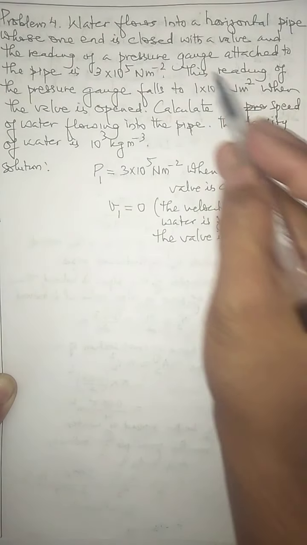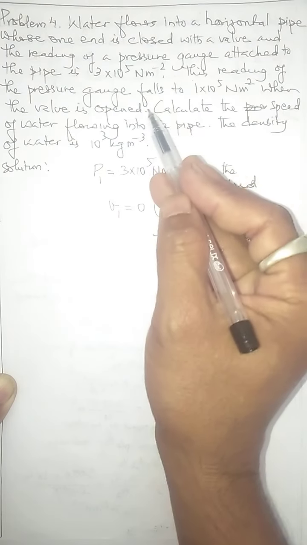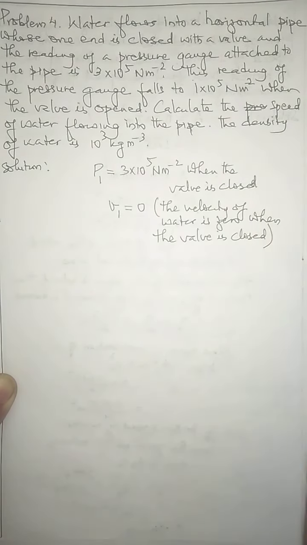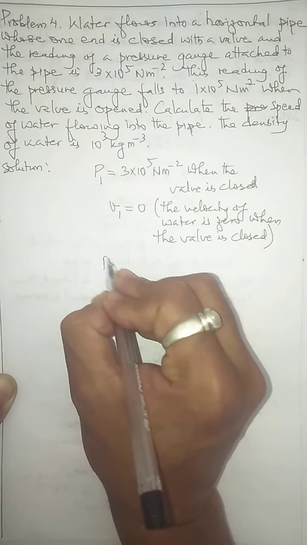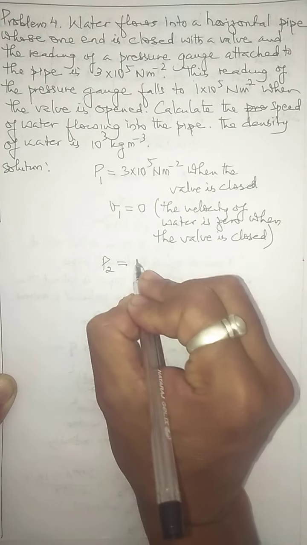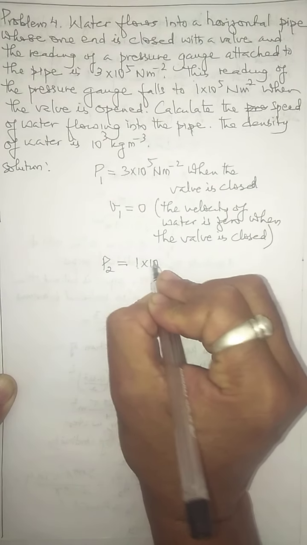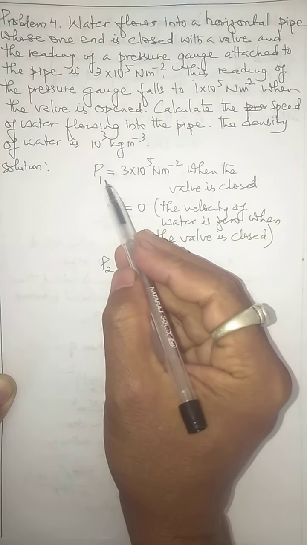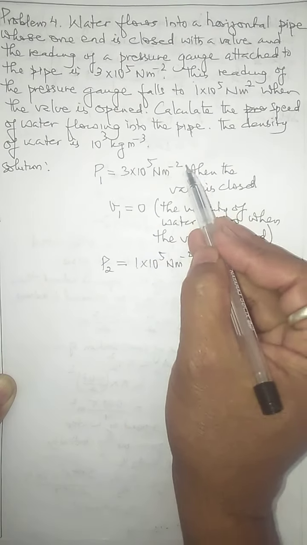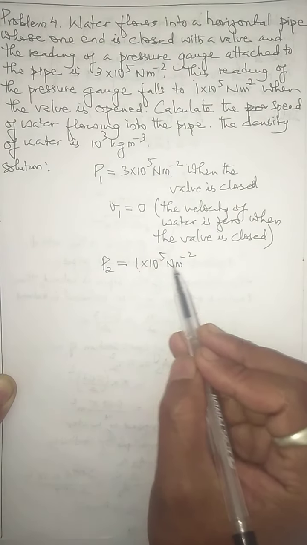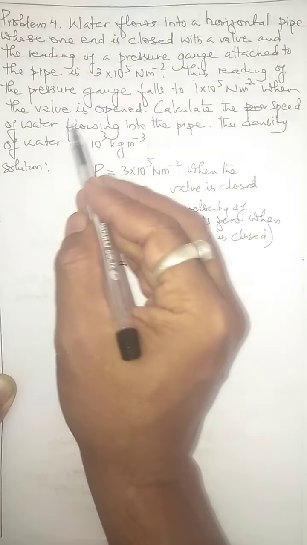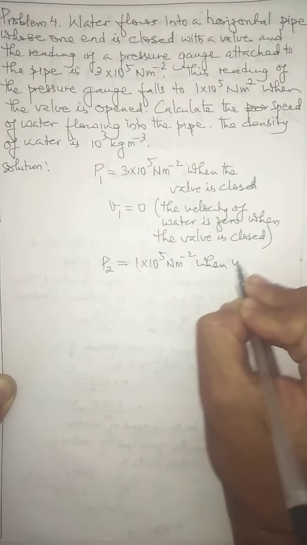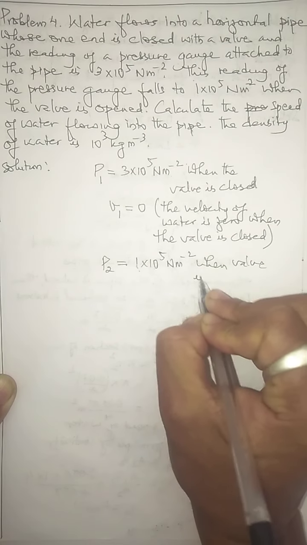Now the question says that the reading of the pressure gauge now falls to 1 into 10 power 5 Newton per meter square. So from this pressure it will fall to the new pressure, that is P2. That pressure is 1 into 10 power 5 Newton per meter square. This pressure falls from 3 into 10 power 5 to 1 into 10 power 5 Newton per meter square when the valve is open. So this is the pressure when the valve is open.